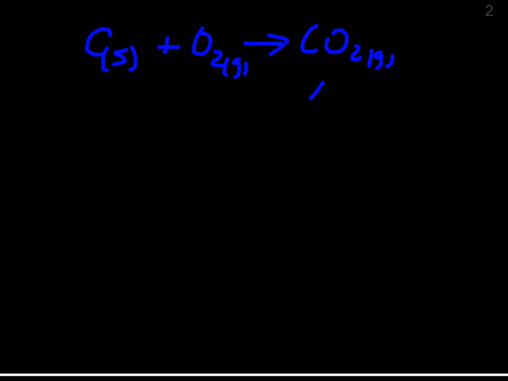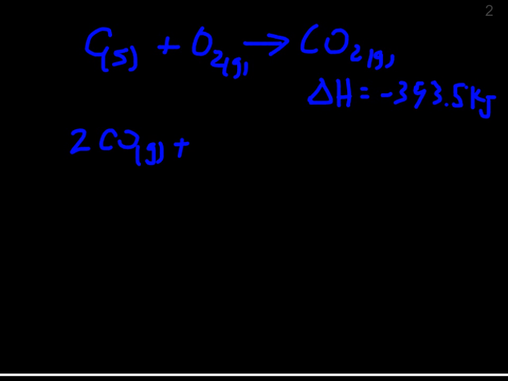So here's a case. Let's say you're given carbon and oxygen. It's a combustion reaction, and that is going to form carbon dioxide. That's a gas. And it turns out that the delta H for this reaction is equal to negative 393.5 kilojoules.